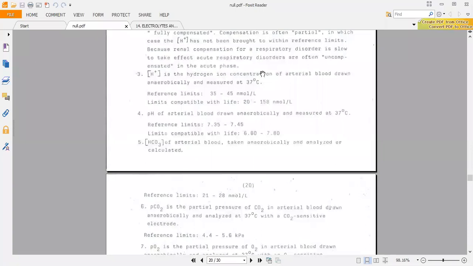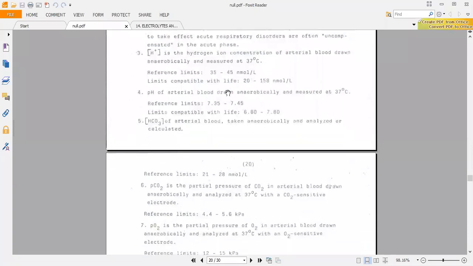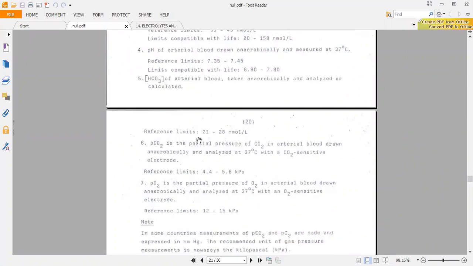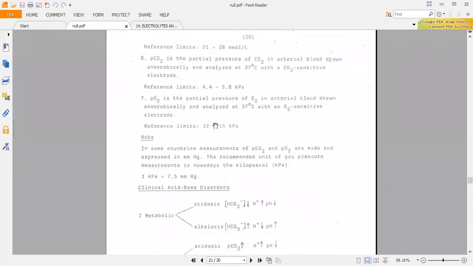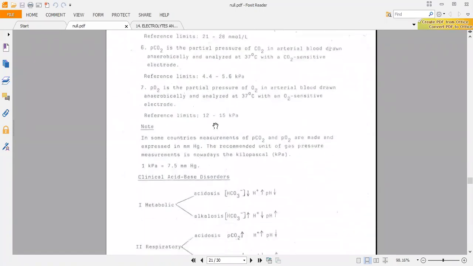That means that if the H plus levels are high, you are entering acidosis. The pH is between 7.35 and 7.45. Good. Bicarbonates, 21 to 28. Just keep this in your mind. The partial pressure of carbon dioxide is 4.4 to 5.6, and the partial pressure of oxygen is 12 to 15. They are all in kilopascals. Good.